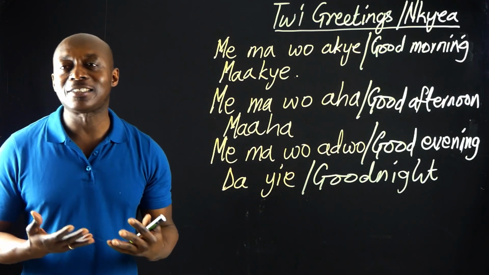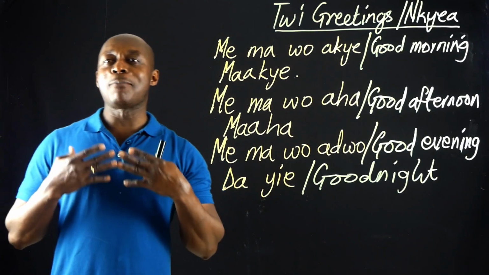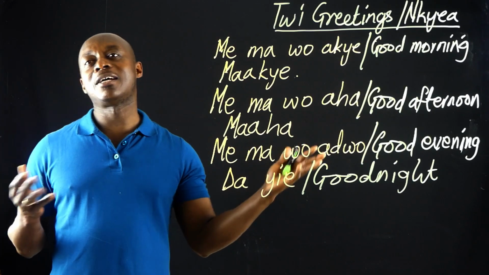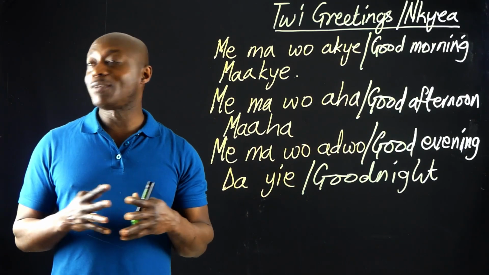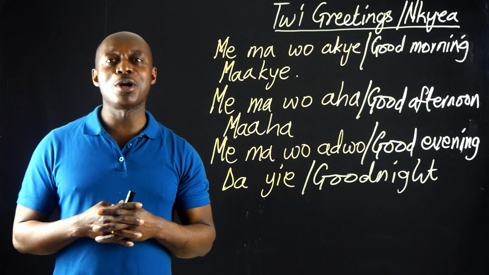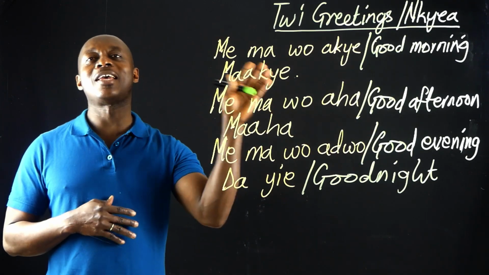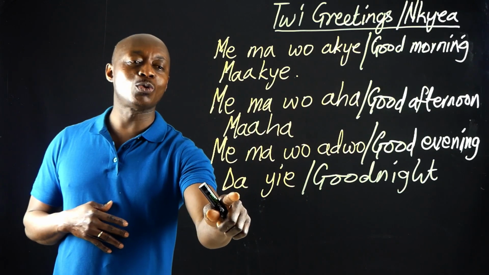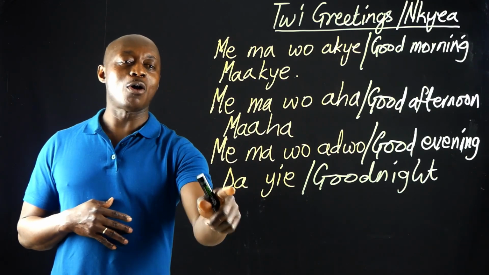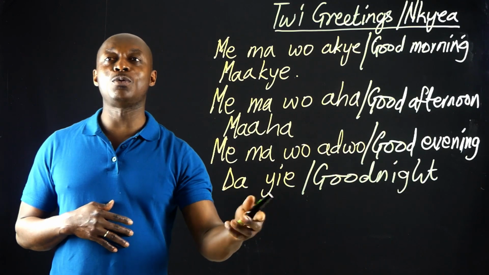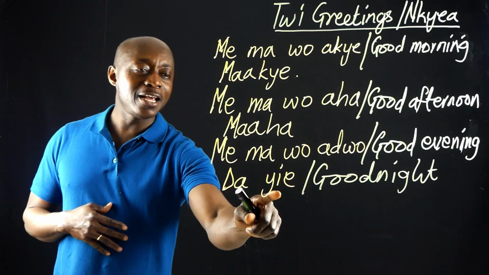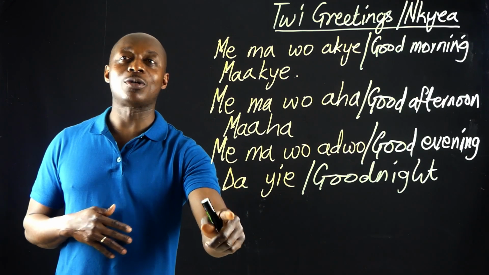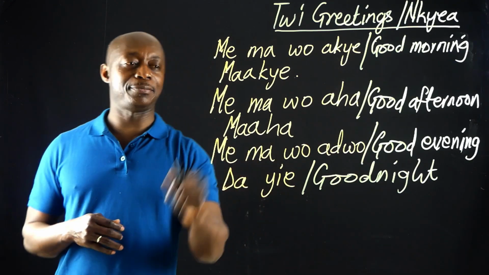And at night, when you are with your friends, you tell them, okay, friends, I think we have to call it a day. I'm going to sleep. Then they will say, Nkyea. That means to sleep. When I say that, it means I'm telling you to sleep. Ye means well or perfect. So it's like Nkyea, sleep well.